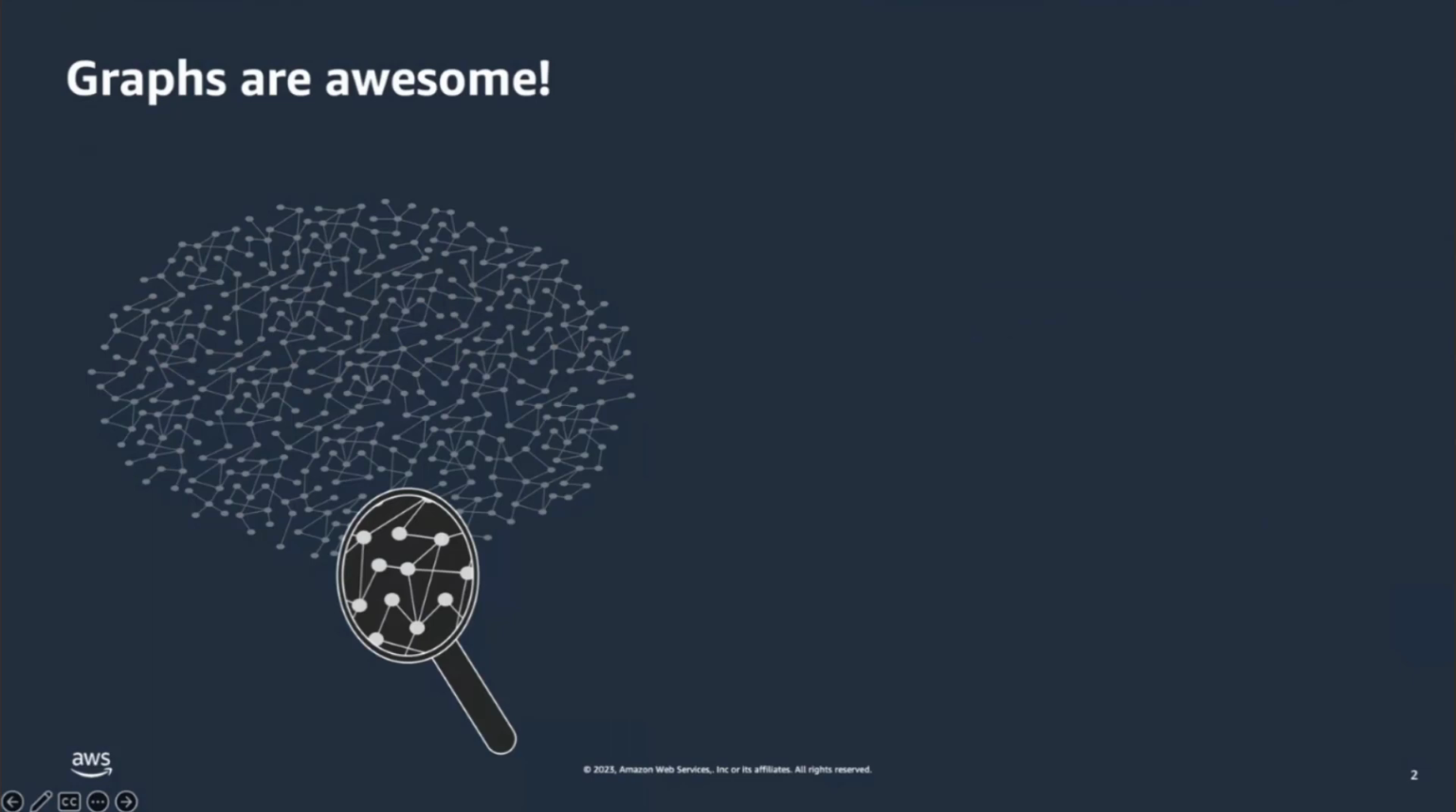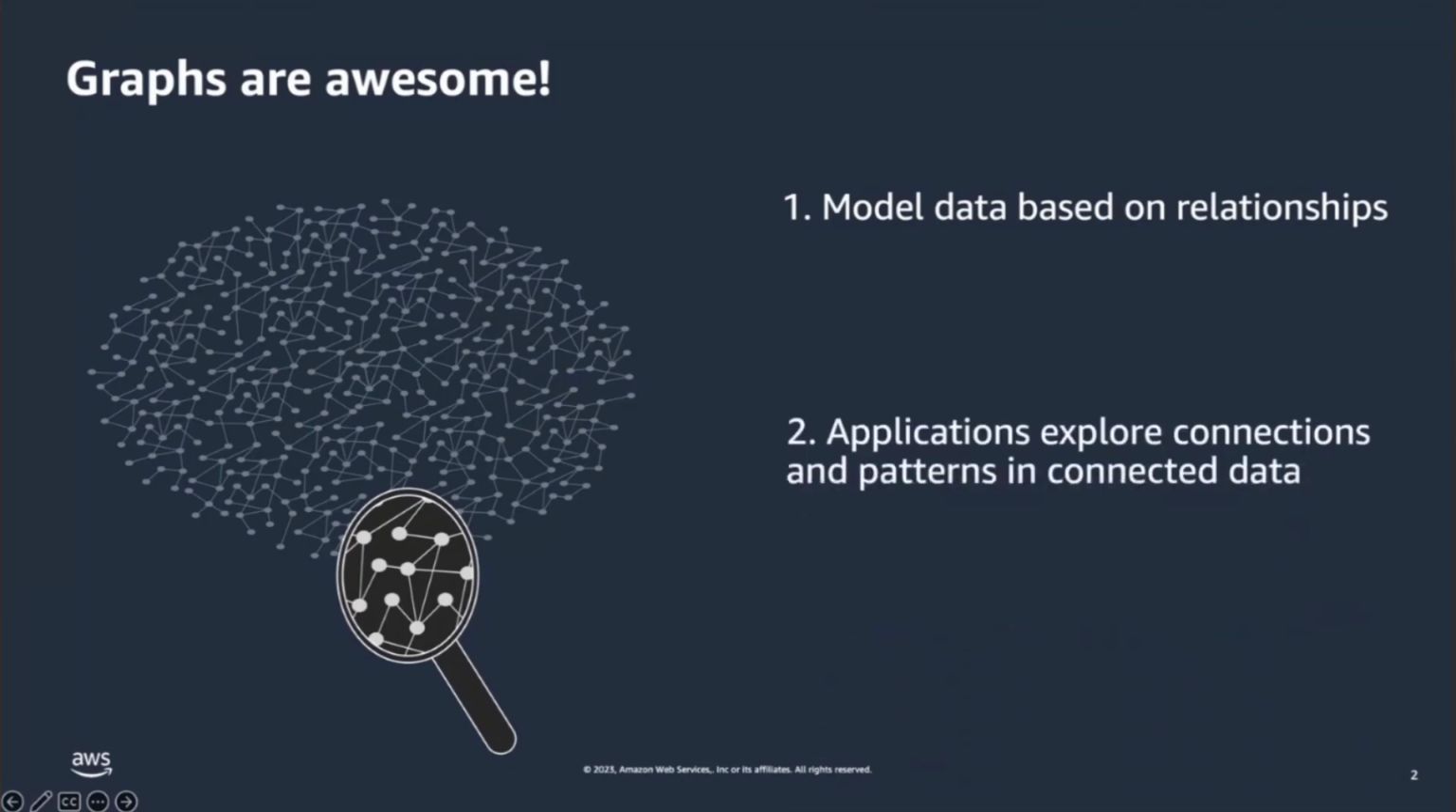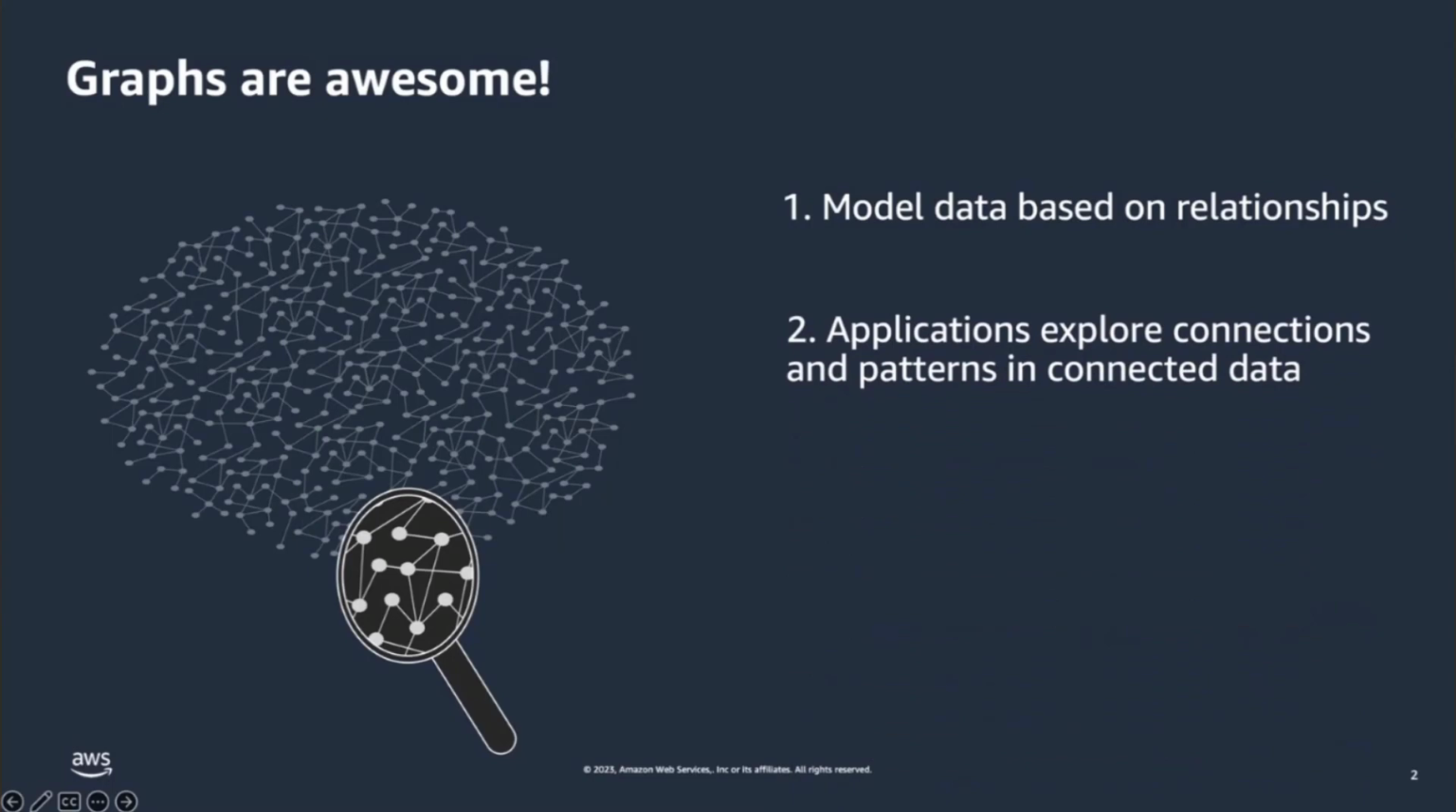First off, graphs and graph databases are a type of technology that allows you to model data based on the relationships between data. I like to talk about graphs and graph databases as elevating relationships and connections between data to first-class citizens in ways that other technologies don't allow. And this allows you to build applications that explore the connections and patterns of connected data to really gain insights in ways that are not easily accessible in other database technologies.